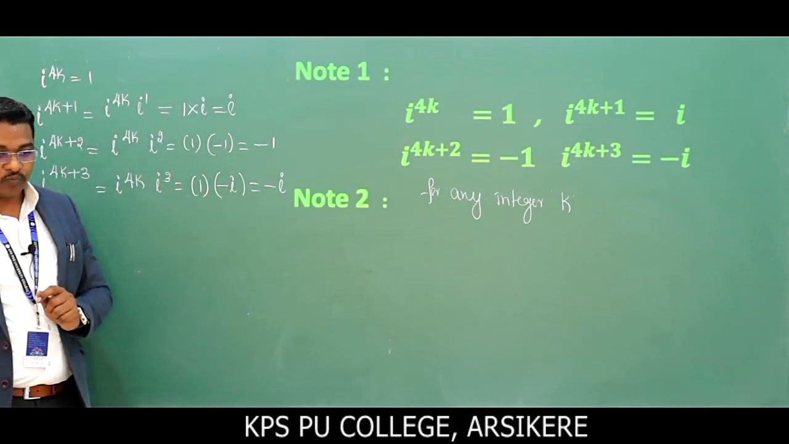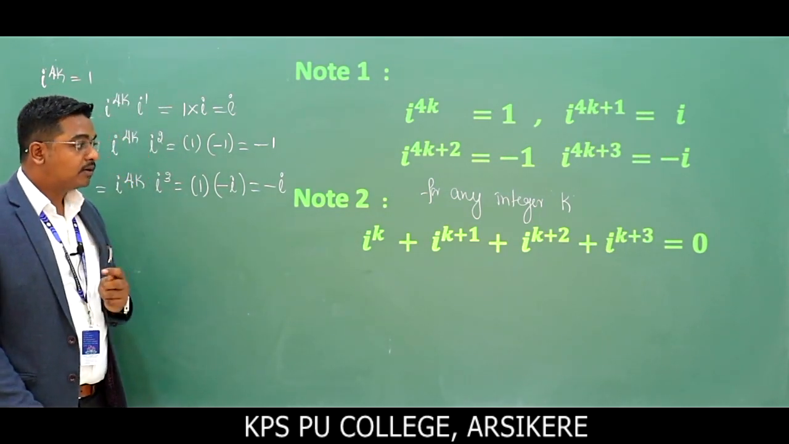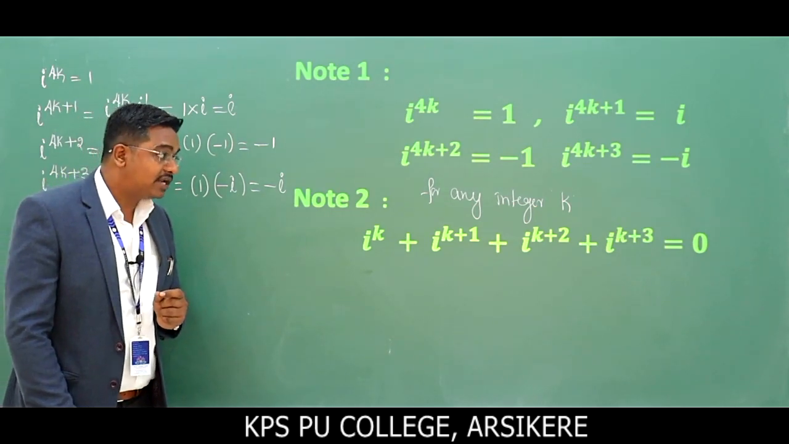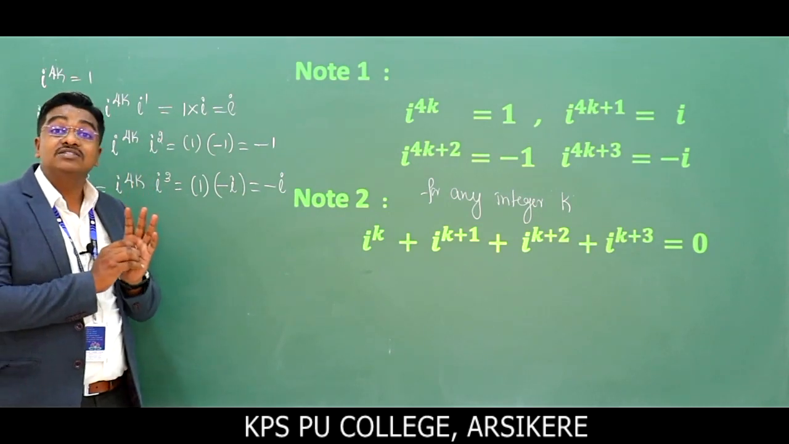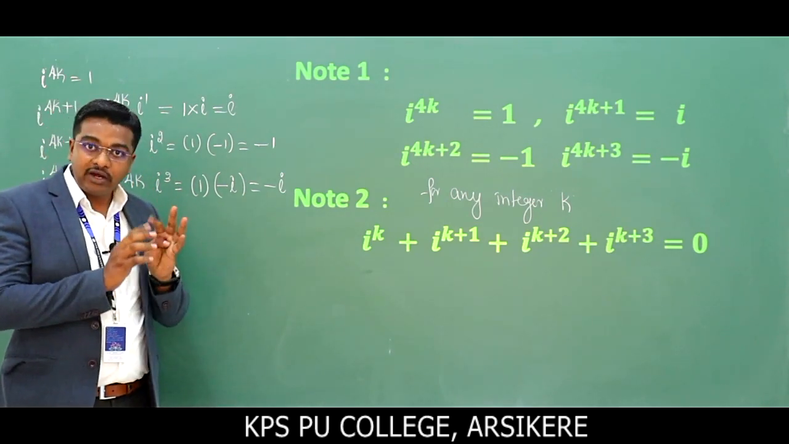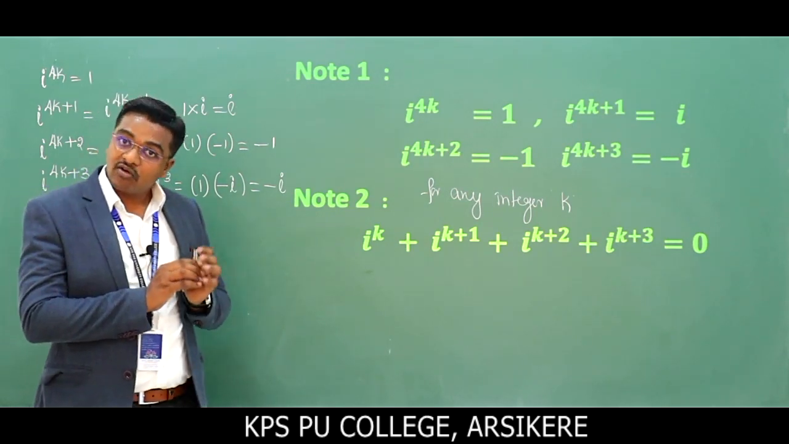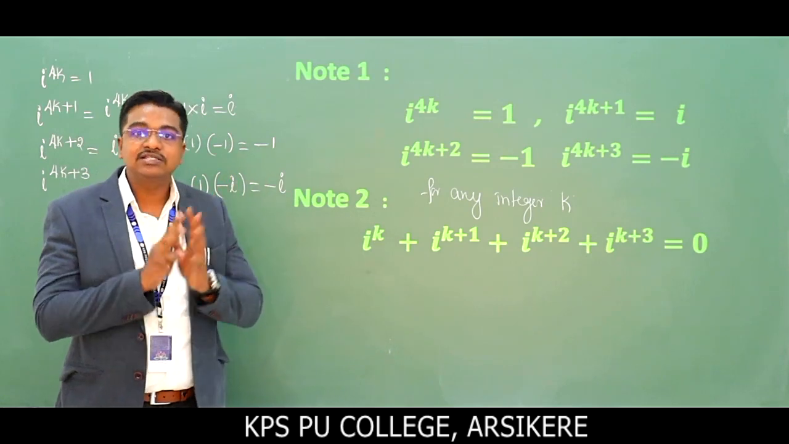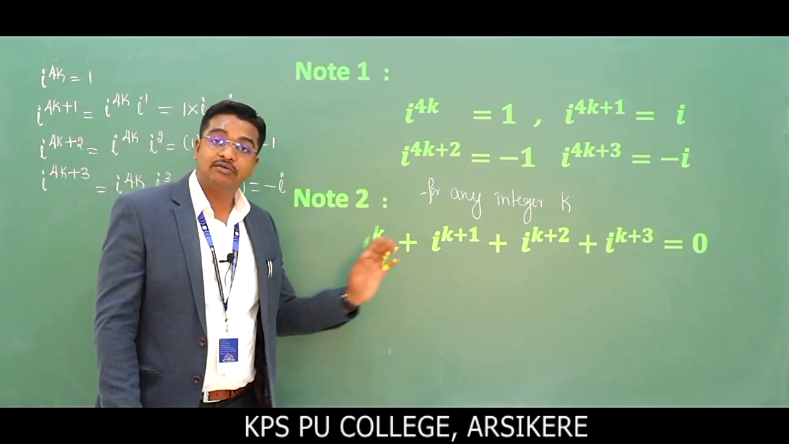Next, note number 2. i power k plus i power k plus 1 plus i power k plus 2 plus i power k plus 3 is equal to what? It is 0. When we get 4 consecutive integers, 1, 2, 3, 4, they are consecutive; 2, 3, 4, 5, they are consecutive; 5, 6, 7, 8, they are consecutive. So when you get these kinds of integers, the sum of these values is 0.